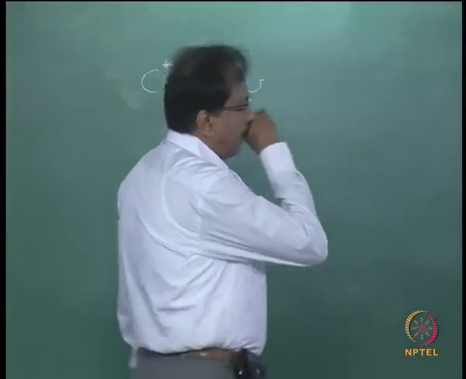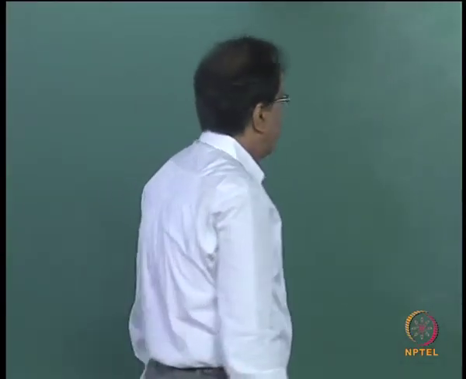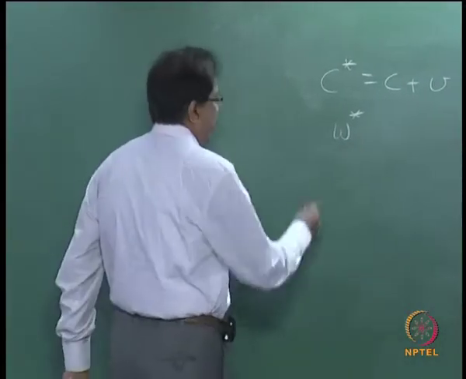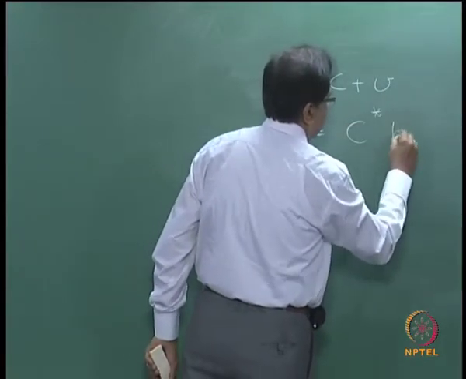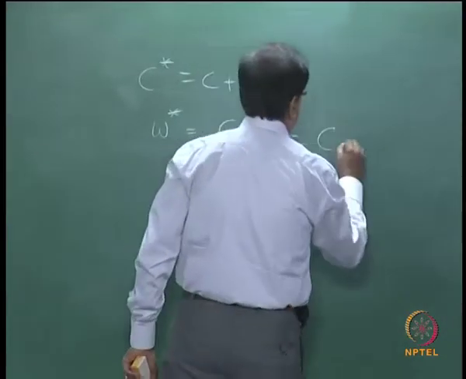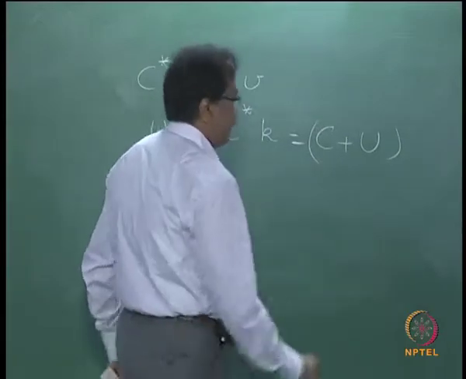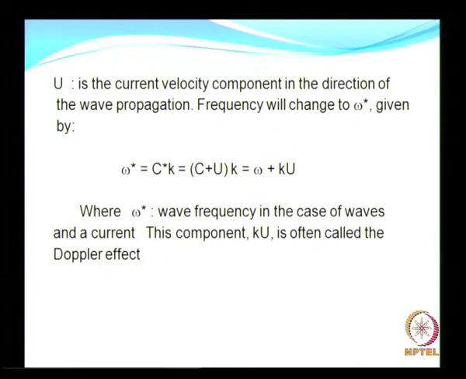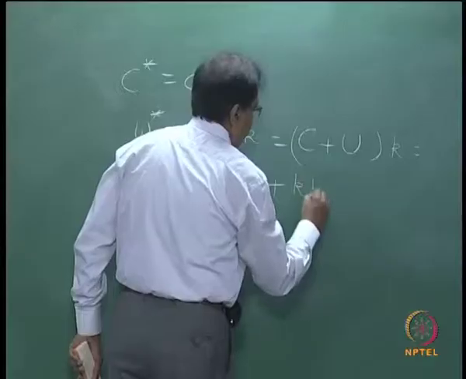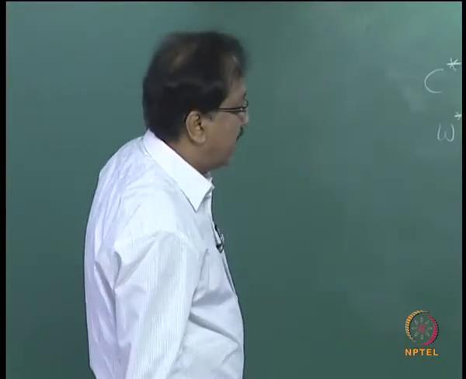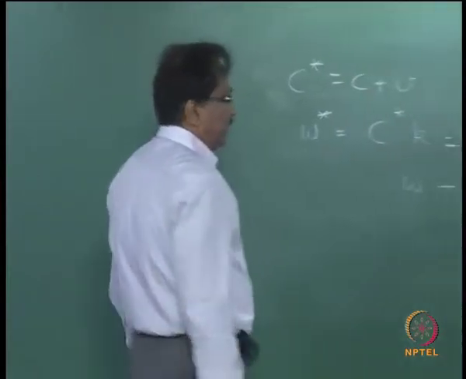U is the current velocity. Now frequency will change from W to W star, which can be written as C star into K, as it is indicated here, which can further be simplified as W plus K into capital U. What is omega star? Omega star is the wave frequency in the case of waves and a current.